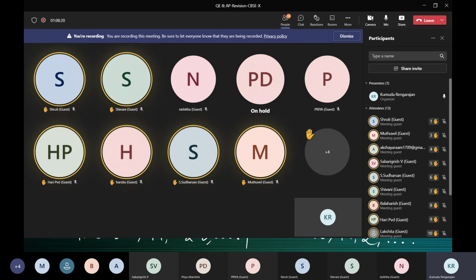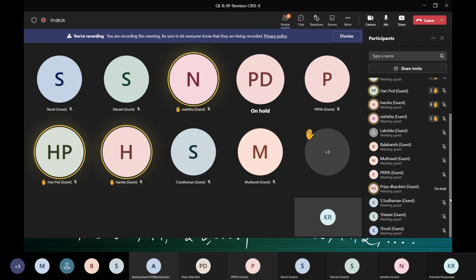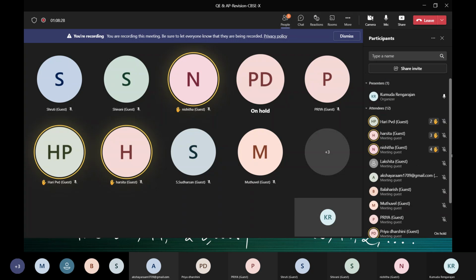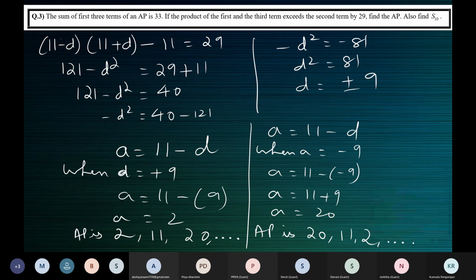Okay, class, lower your hand. Class, lower your hand. Okay, Nishita.